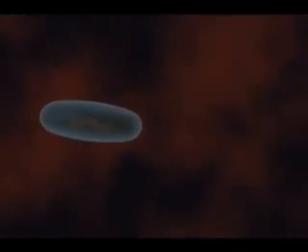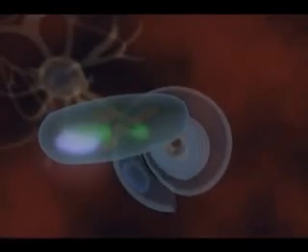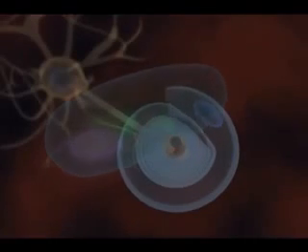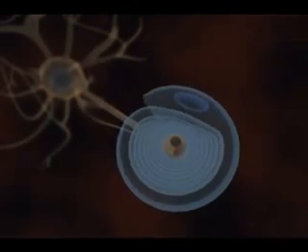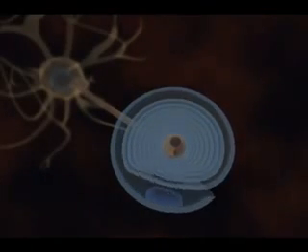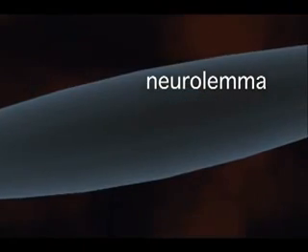The Schwann cell contains the typical cell organelles and cell membrane structure. However, notice as the Schwann cell surrounds the axon that the nucleus and other organelles are squeezed to the outside wrapping of the cell. This outer wrapping of the Schwann cell is called the neurolemma. The inner lining is made up of layers upon layers of cell membrane. This inner wrapping is called the myelin sheath.